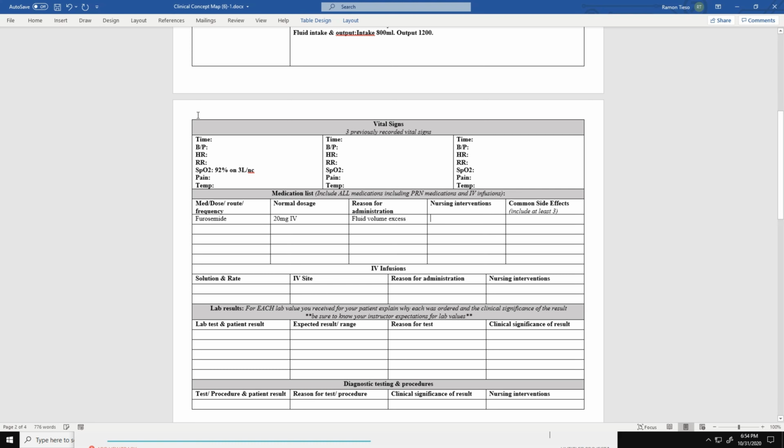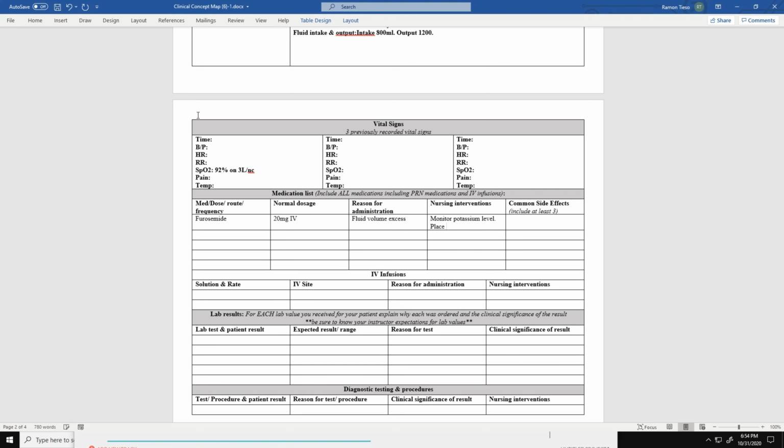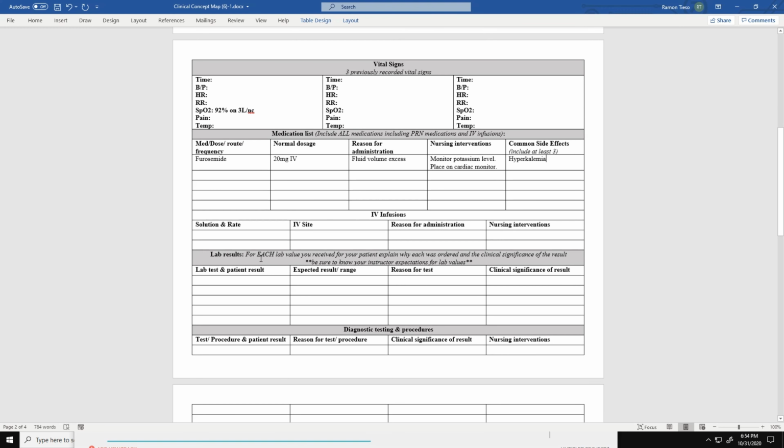Nursing interventions, monitor. They're on this here. We want to monitor his potassium level, right? And when you're monitoring potassium, it's probably a good idea to place on cardiac monitor, which he would be on anyway because he's in heart failure, right?